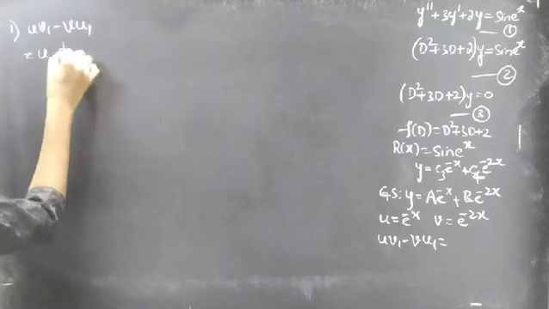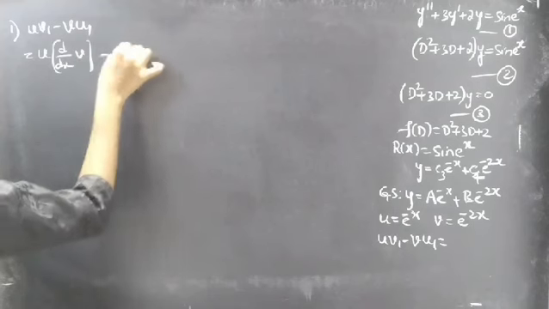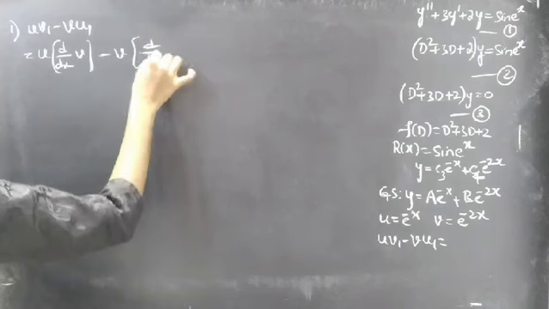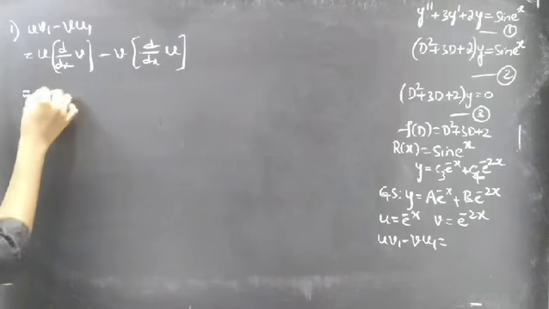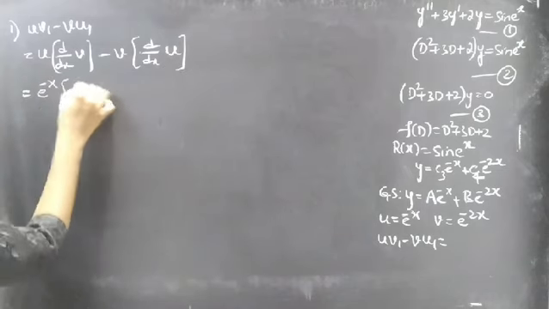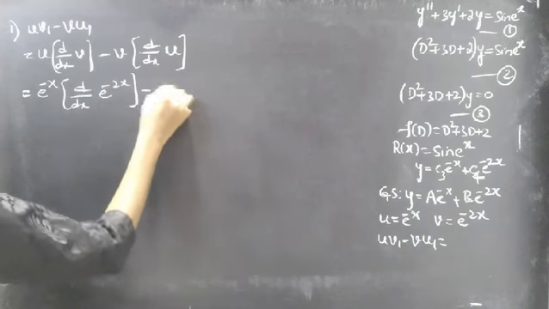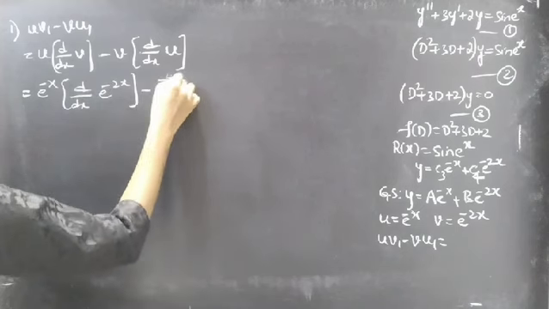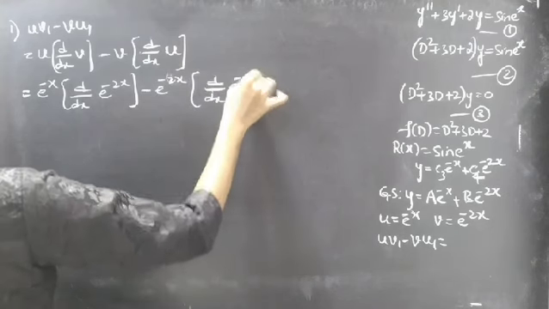v1 is nothing but the derivative of v with respect to x, and u1 is nothing but the derivative of u with respect to x. We have u and v, right? Where u is e power minus x into d by dx of v, e power minus 2x, minus v into the derivative of u with respect to x.